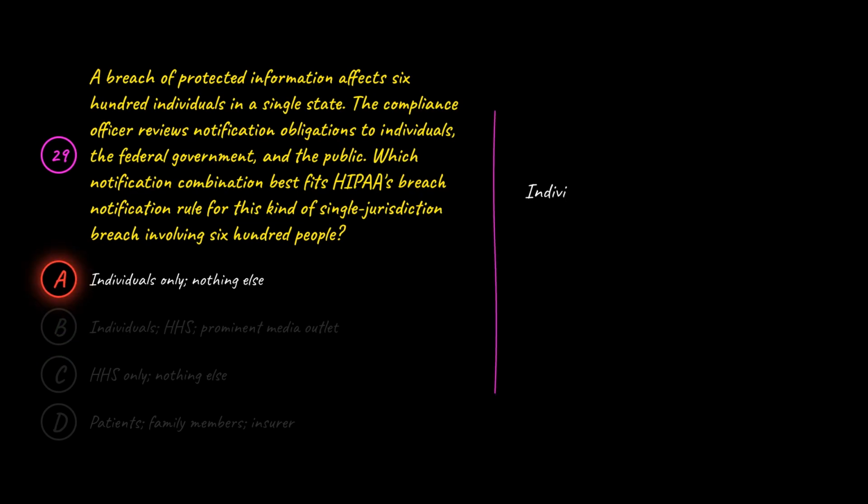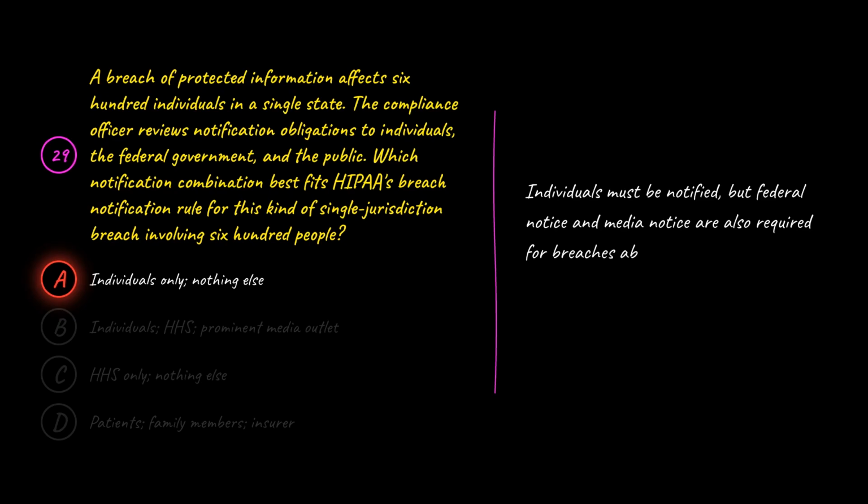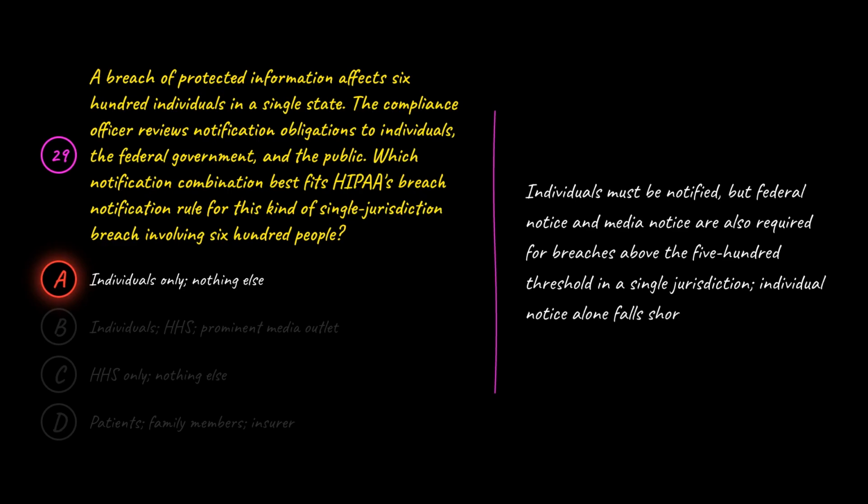A is wrong because individuals must be notified, but federal notice and media notice are also required for breaches above the 500 threshold in a single jurisdiction. Individual notice alone falls short of the rule.